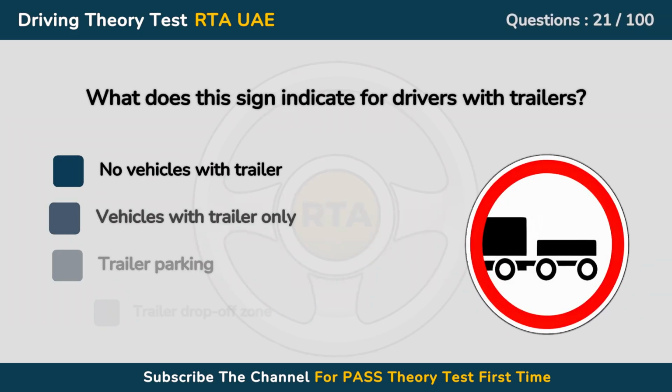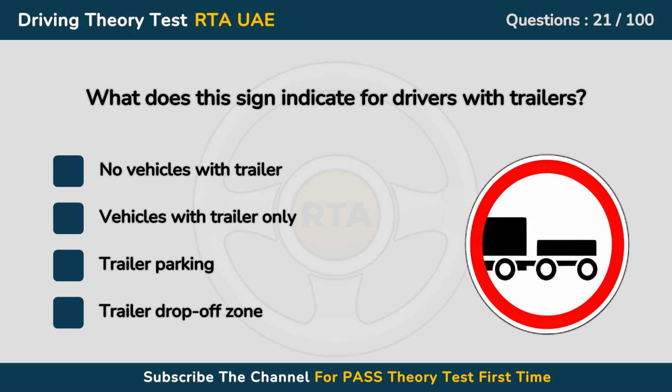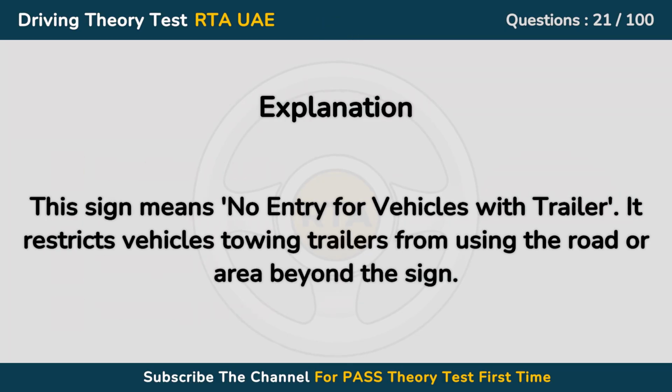Question 21. What does this sign indicate for drivers with trailers? A. No vehicles with trailer. B. Vehicles with trailer only. C. Trailer parking. D. Trailer drop-off zone. Answer is A. No vehicles with trailer. This sign means no entry for vehicles with trailer. It restricts vehicles towing trailers from using the road or area beyond the sign.